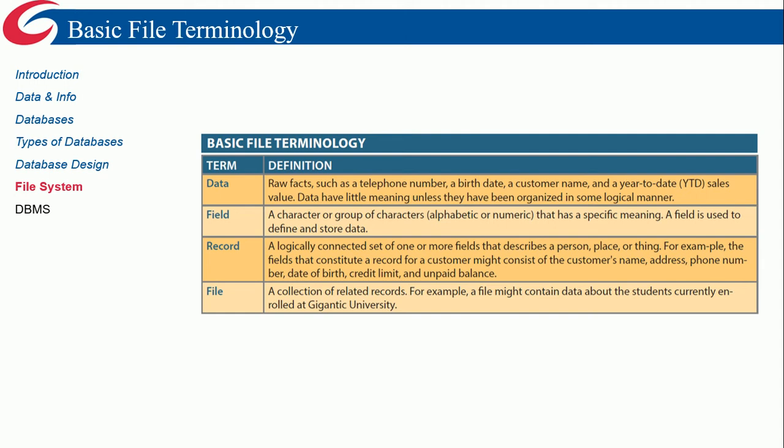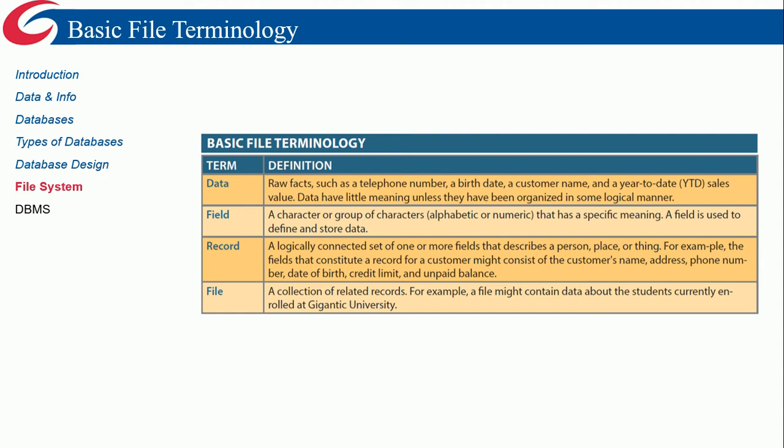A record would be a logically connected set of fields. So for example, some fields about customers could be their name, their address, their phone number, their ID number, and so forth. A collection of those fields that describes one customer would be a record. And then a file is a collection of related records.